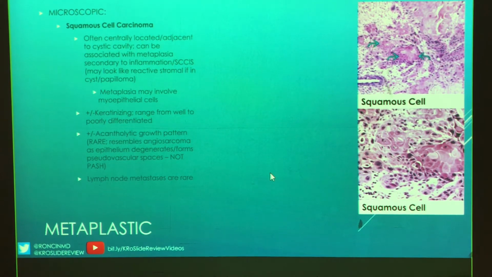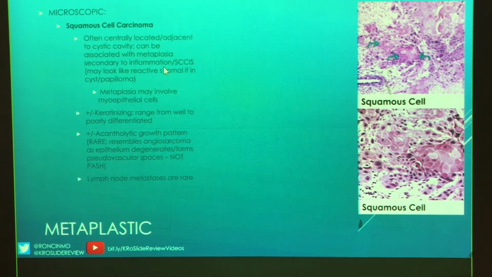Okay, so it looks like I did a lot on squamous cell here. So squamous cells centrally located, so these tend to be either under the nipple, or they can be beside a cyst, and they tend to be associated with obviously some metaplasia. So this can be associated with inflammation. So you'd want to think about things that can cause inflammation to the breast.